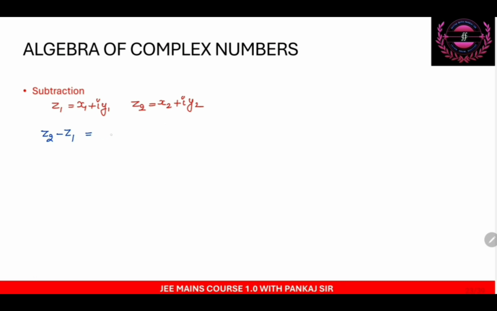So this can be written as x2 plus iota y2 minus x1 plus iota y1. I will subtract the real part of the first complex number from the real part of the second complex number: x2 minus x1 plus iota times y2 minus y1.